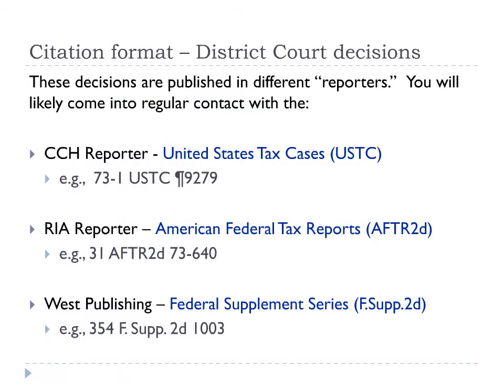Let's begin with district court cases. A reporter is a book that contains the decisions of one or more courts. Despite the fact that cases are now primarily read online, citation format still revolves around the book or the reporter in which the case is, in theory, published. Tax cases heard in the district courts are published in a handful of different reporters. Again, in proper legal writing, the West reporter would appear in the citation for a district court case.